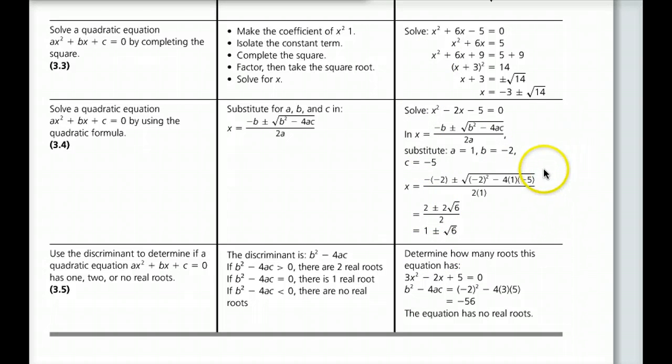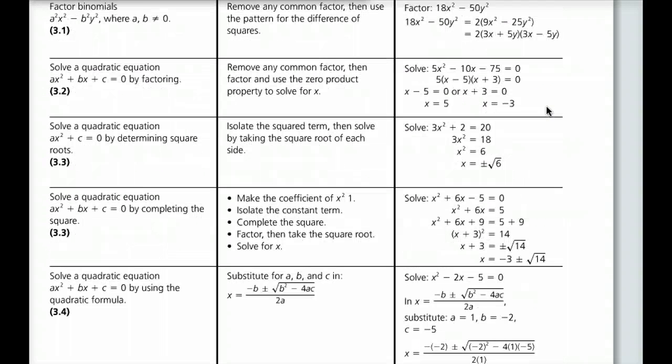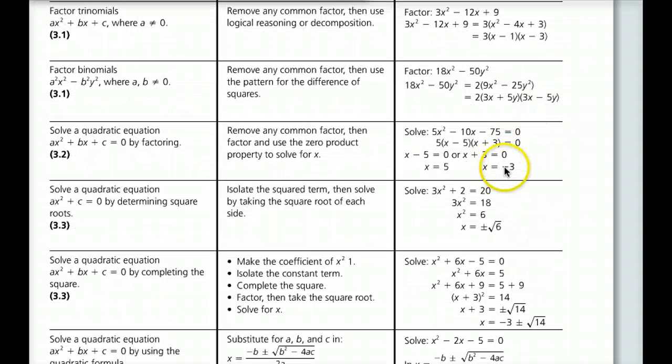And you can even look at it this way: if this discriminant is a perfect square, you can actually connect this to 3.2, because that means your equation can be factored. Okay.